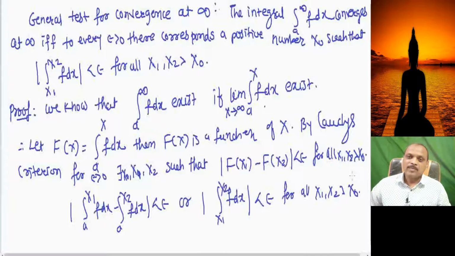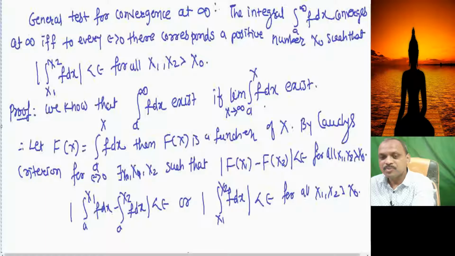We have applied Cauchy's criteria: the limit of the function capital F exists if for every epsilon greater than 0 there exists x0 such that the mod of F of x1 minus F of x2 is less than epsilon. Now depending on this theorem we solve examples. Show that the integration of sin x divided by x between the limits 0 to infinity is convergent.